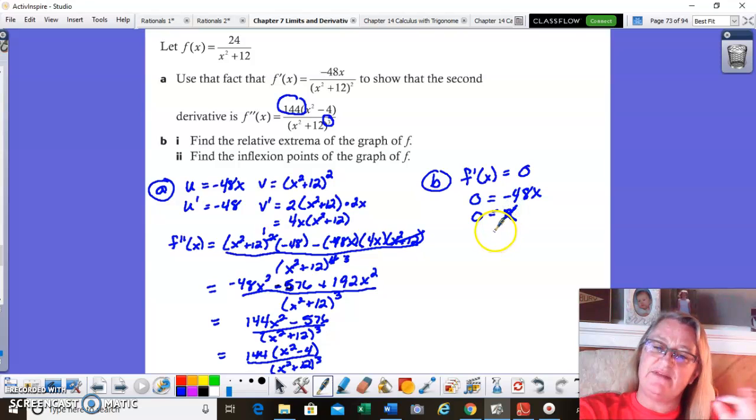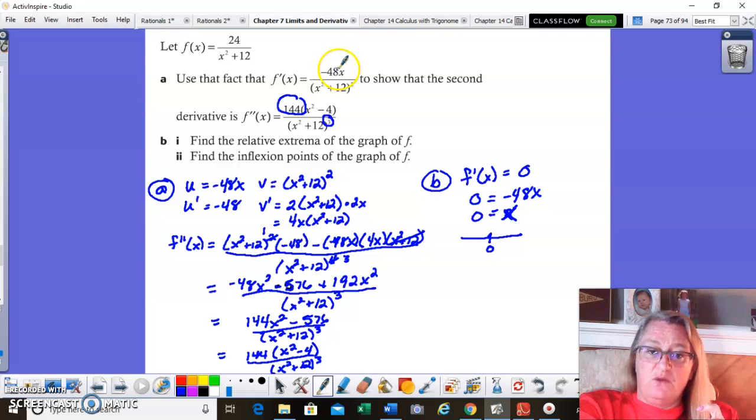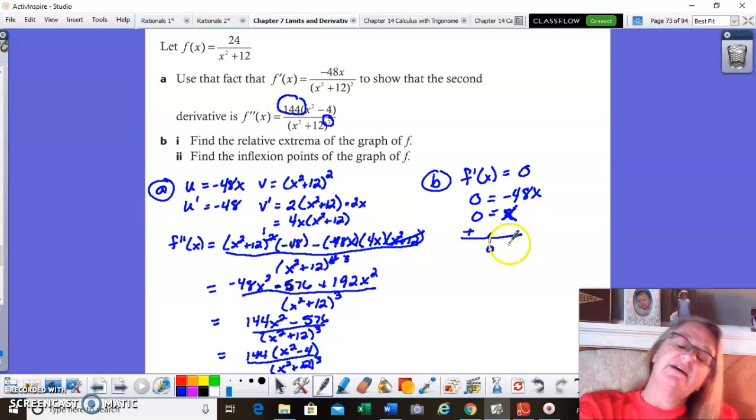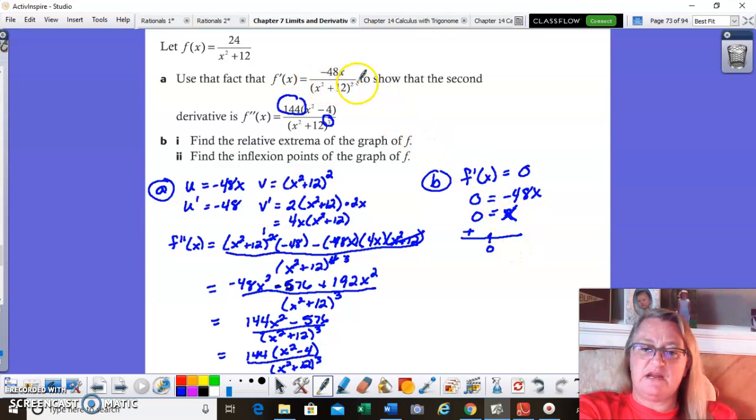I just have to determine whether that's a maximum or a minimum, and I can do that with a sign diagram. So what happens when I substitute a negative number into this first derivative? Well, the bottom was always going to be positive because it's being squared. And if I put a negative number in, this turns into a positive because it's a negative times a negative. If I substitute a positive number, the bottom's not going to make a difference because it's being squared, and a negative times a positive would make this part negative. So a positively sloped curve to a negatively sloped curve would get me a maximum.